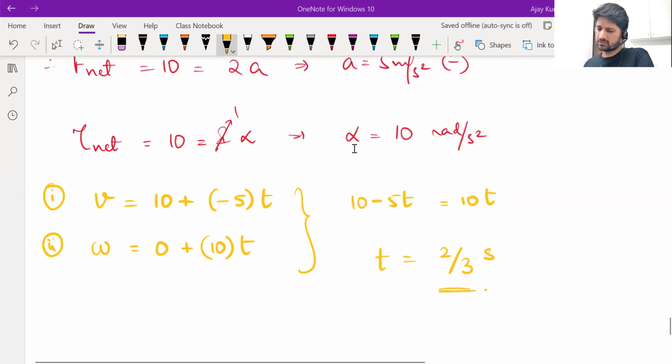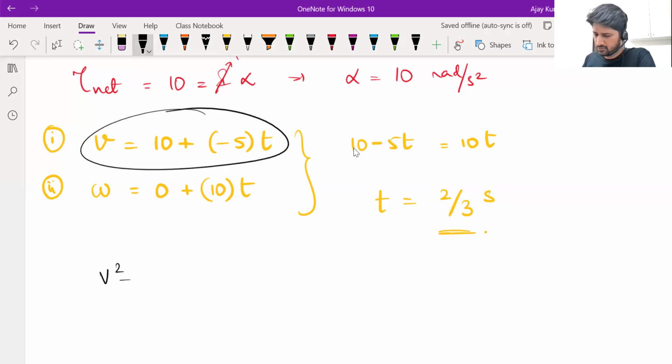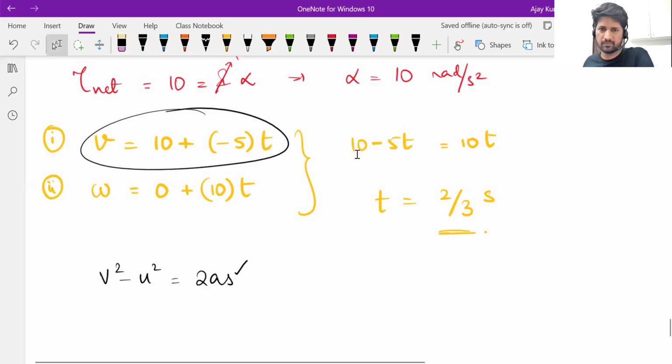So you get the time this way. Then substitute this time in any one of these equations. You can get V, you can get omega. Once you get V, by using this equation, you can use V square minus U square is 2as and get the distance traveled also before it attains pure rolling.